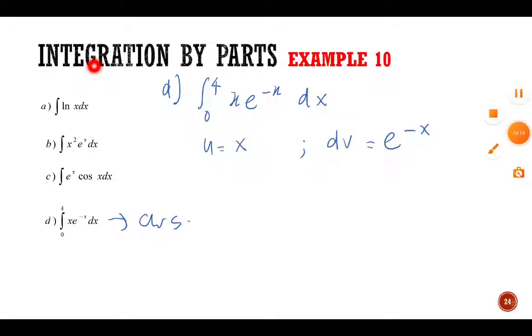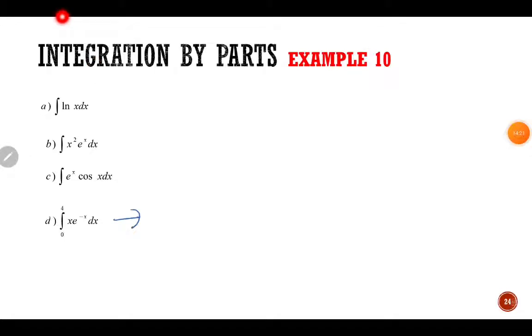Okay, untuk ini jawapan yang you patut dapat adalah 1 tolak 5 e to power of negative 4. Okay, so you try to do this as your classwork submission. Second classwork submission question to be submitted by 11:59 p.m. tonight.